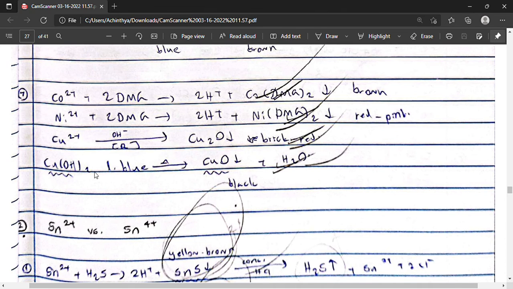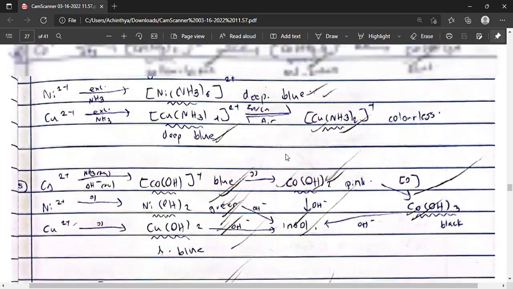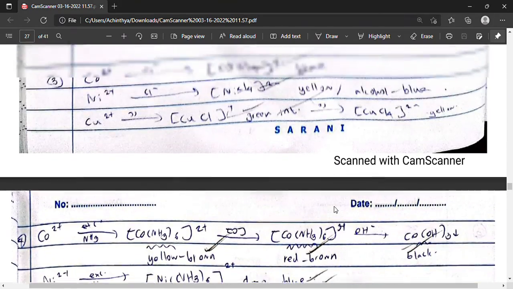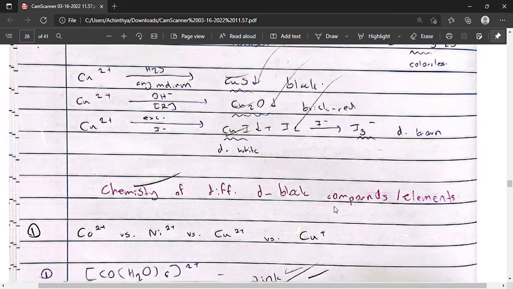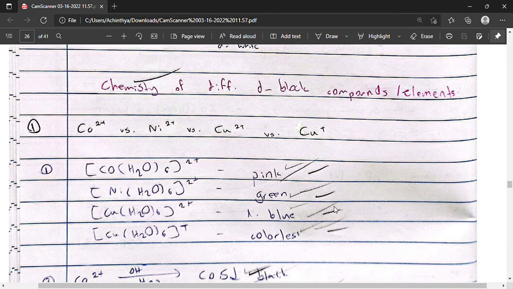If we take copper 2 hydroxide, cupric hydroxide, which is a light blue solid, and we heat it, we get a black solid, cupric oxide, copper 2 oxide, and we get water also. This is comparing the chemistries of cobalt, nickel, and copper.